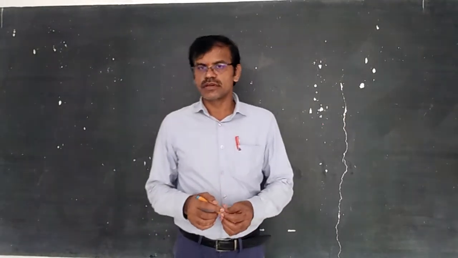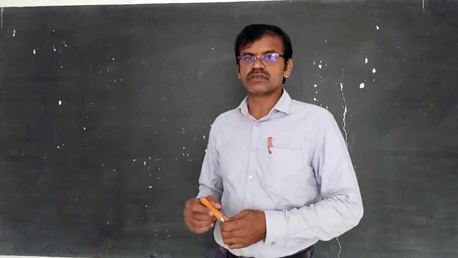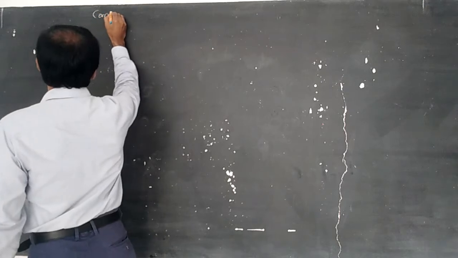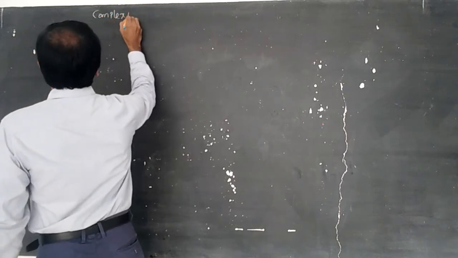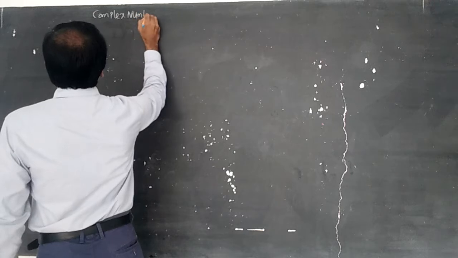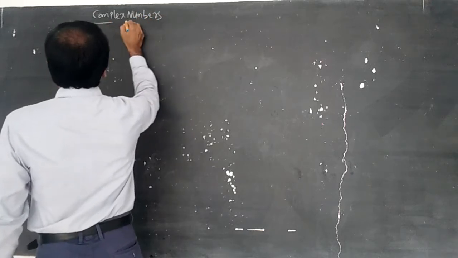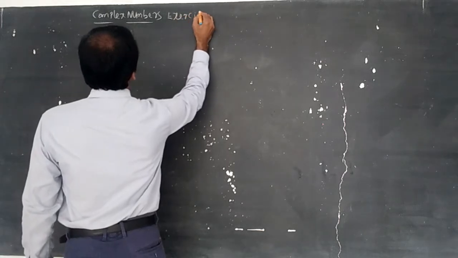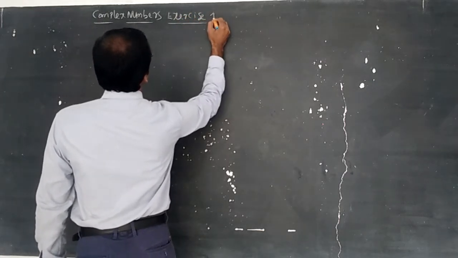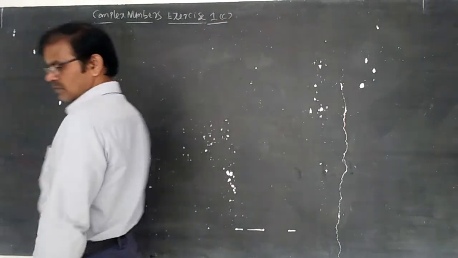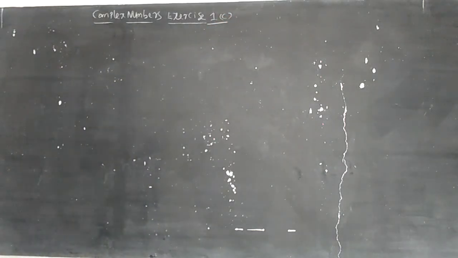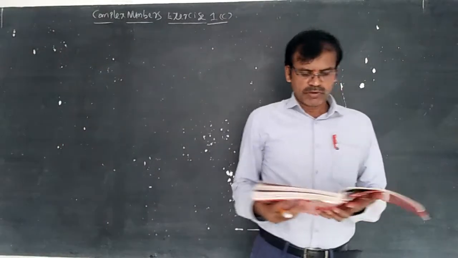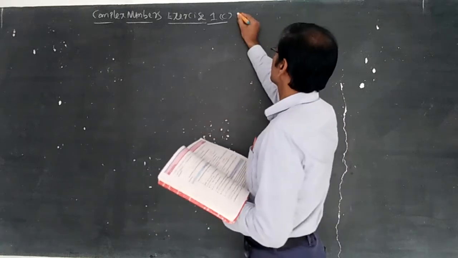Dear students, let us discuss the complex number exercise 1C. Page number 25, Roman number 2, two sums completed.